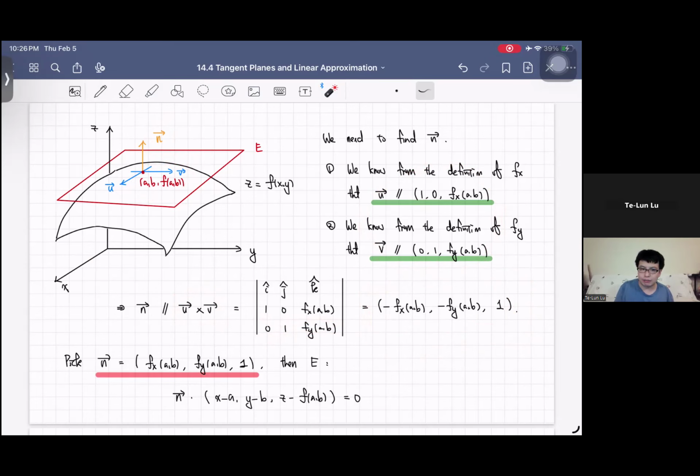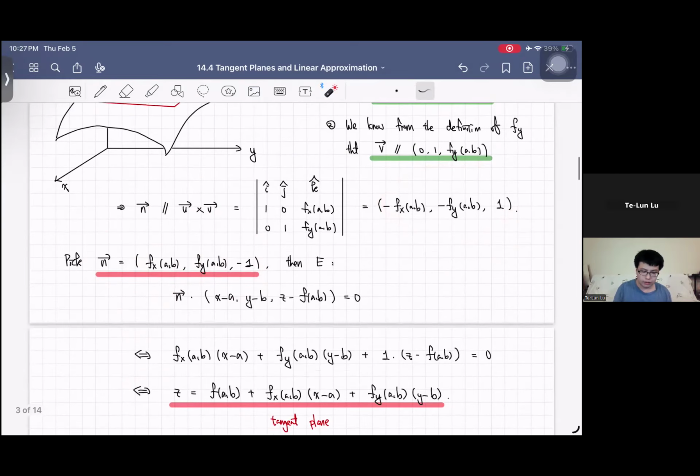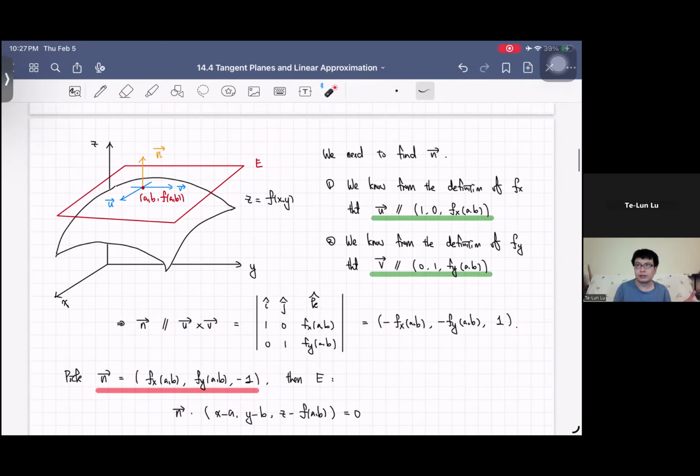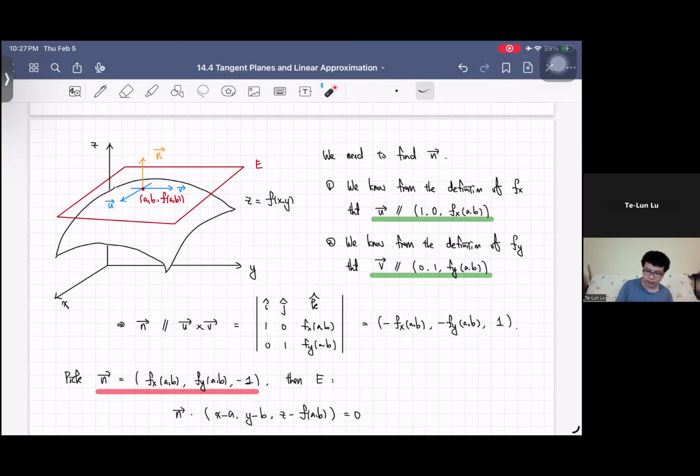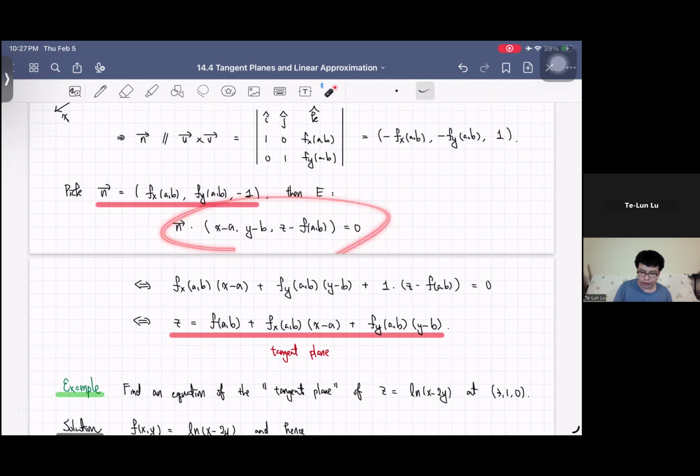So just for convenience, let me choose the negative sign of this guy. So (f_x, f_y, and -1). My bad, it should be -1 here. Okay, so this is simply the opposite direction of the normal vector here. Right, so according to what we have learned in 12.5, the equation for plane E can be given by a normal vector, taking dot product with the difference between the point (x,y,z) and the point on the plane (a,b,f(a,b)). If you write it down in terms of, again, I missed a negative sign here.